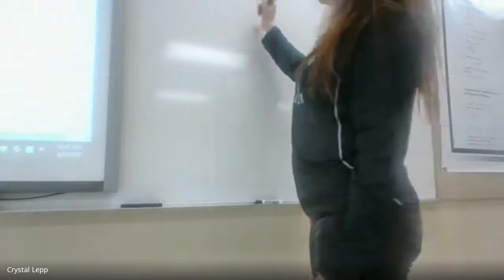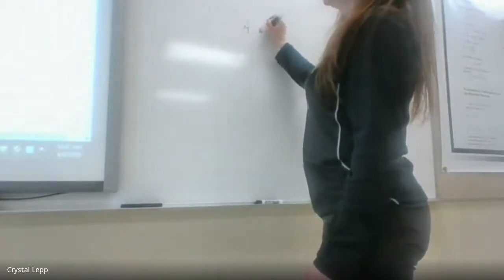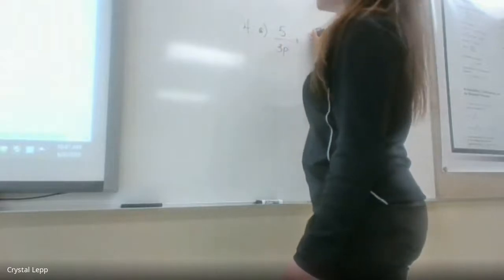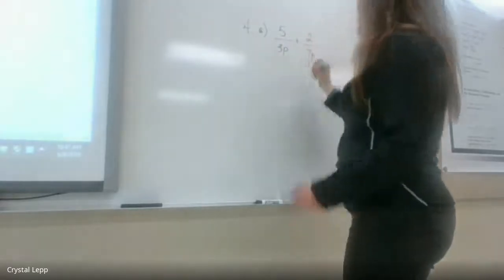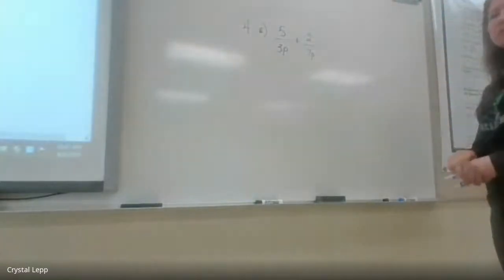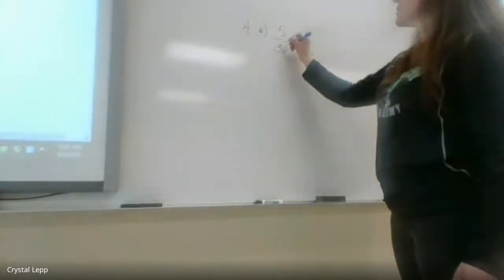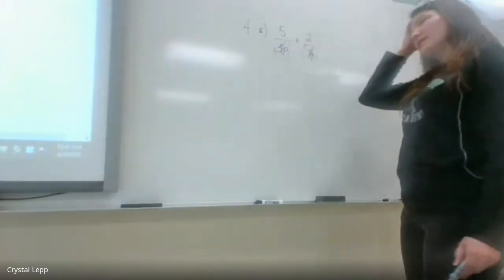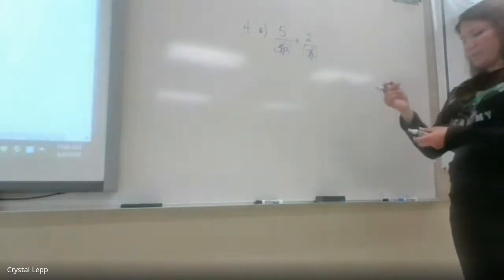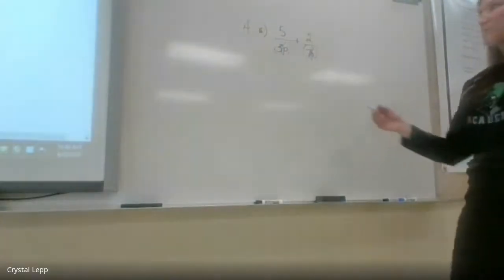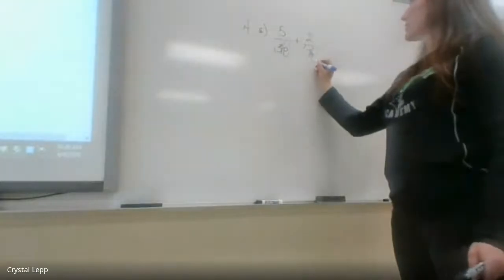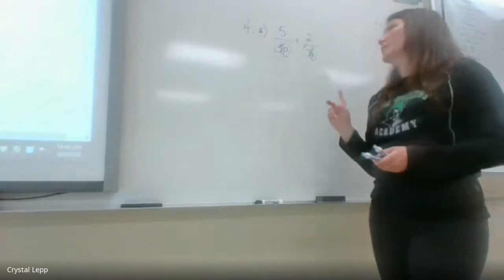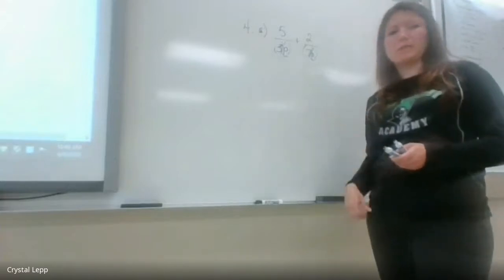So example 4, A, we have 5 over 3p plus 2 over 7p. Now, the 3p and the 7p don't have plus or minus signs, so I'm going to put them in their own brackets. Okay, now I need to make a common denominator. Both of these actually have p. So I don't have to do anything to that variable because the variable is common between the two of them. However, the 3 and the 7 are not the same, so I have to make them common.